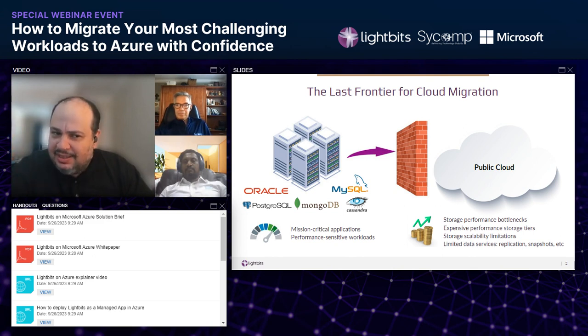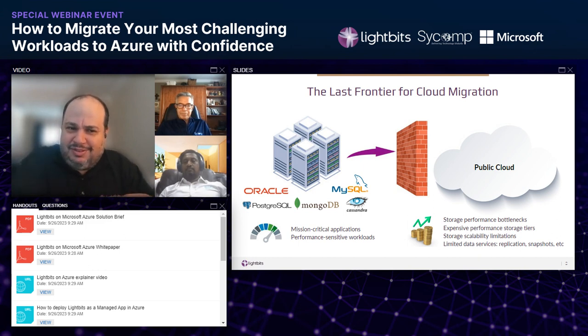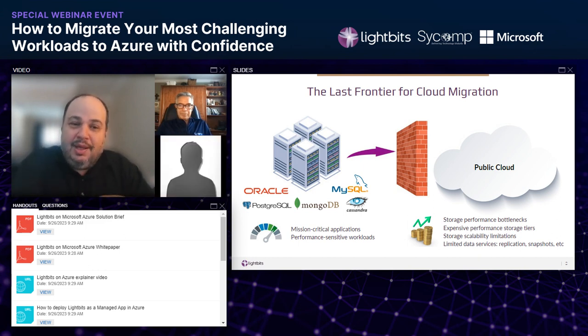Also, scalability is important, because once you move to the public cloud, you need to understand how you are going to scale. What happens if my application requires more than it used to require, both from a capacity and performance perspective? So we see that storage-intensive workloads are still stuck on-prem because of all these challenges.